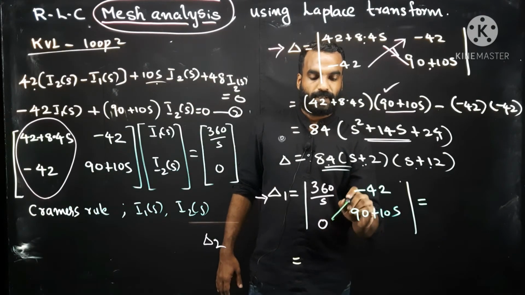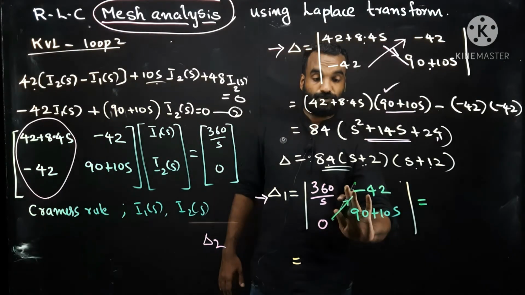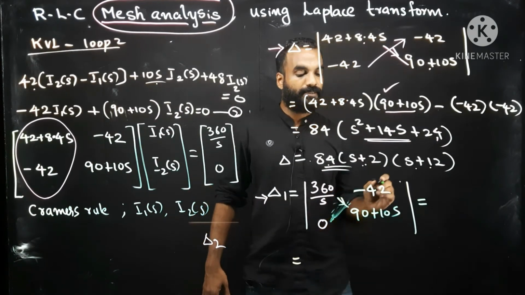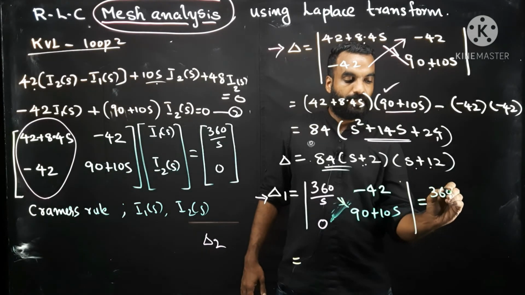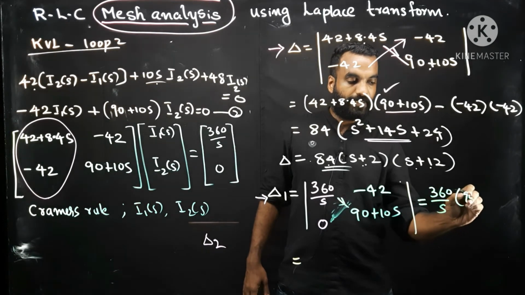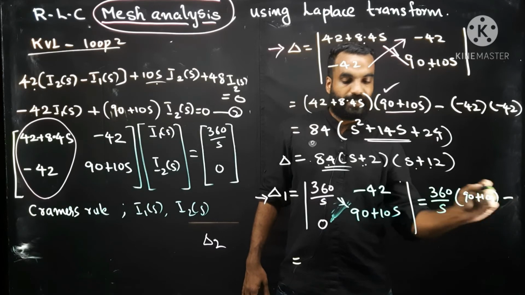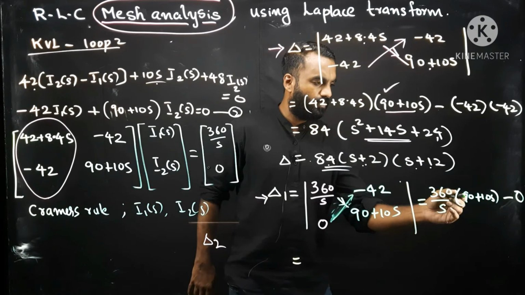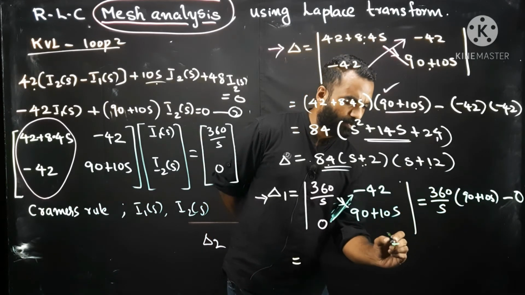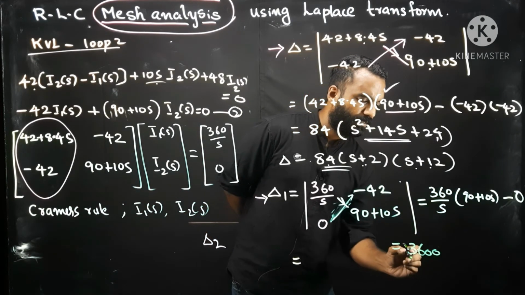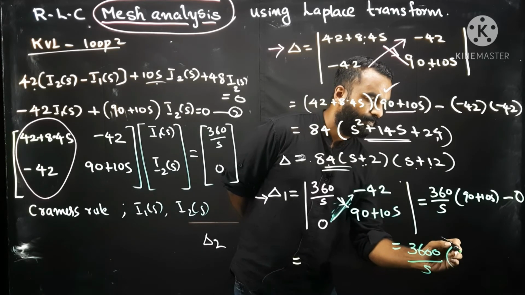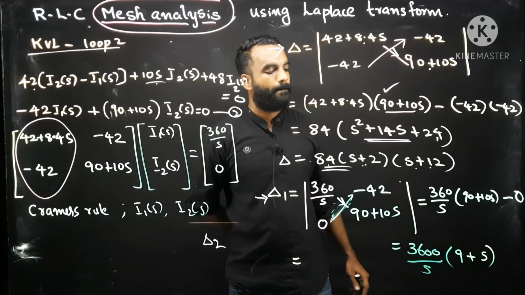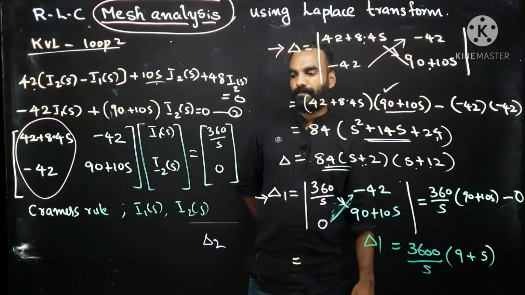We are initially cross multiplying like this. So 360 by s into (90 plus 10s) minus, if you cross multiply like this, you will get 0. So you take 10 outside, then you will get 3600 by s into (9 plus s). This is delta 1.